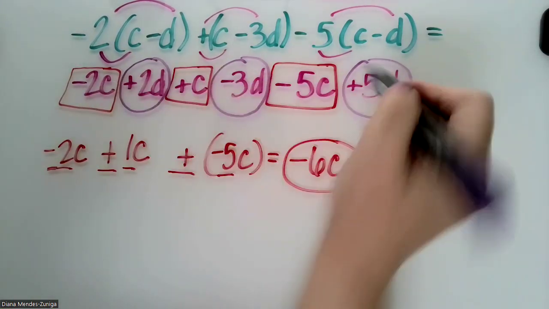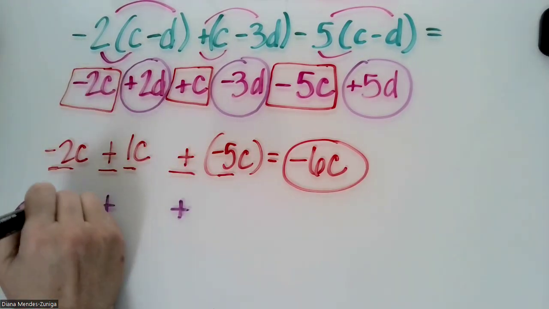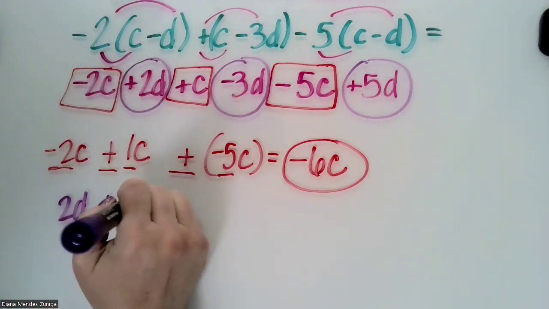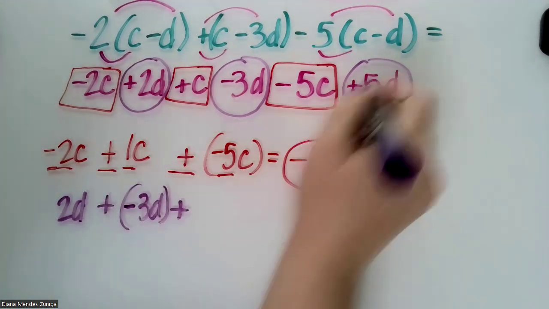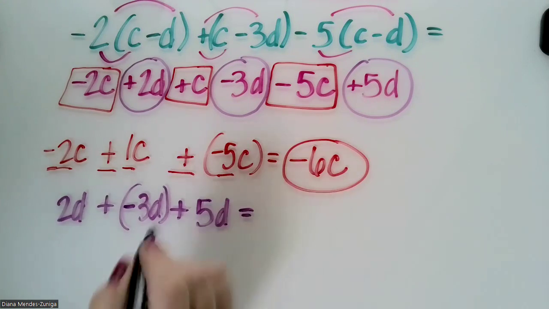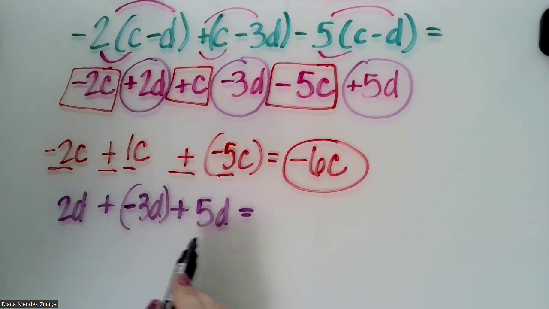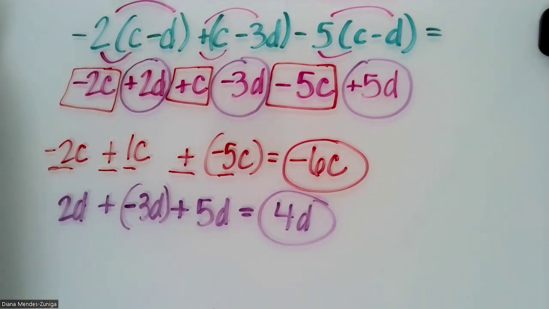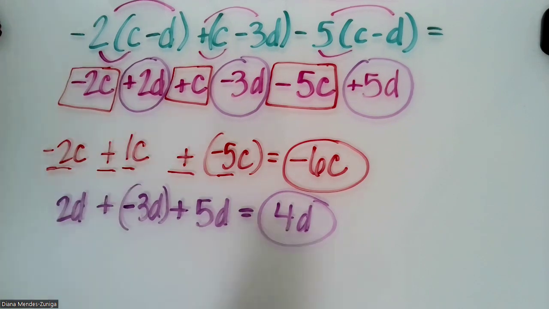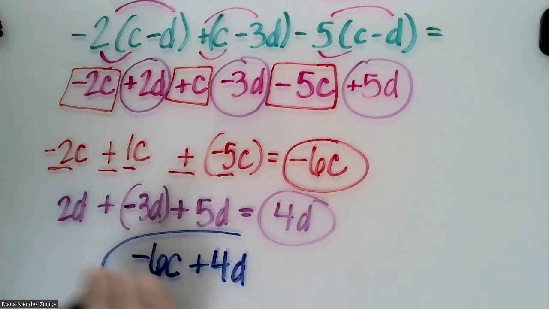Let's work on our D's here, and we're going to bring these down exactly like we did before. We have 2D, and I'll make sure that that's not a positive like I did before. This is a -3D, and then we have a +5D. Now, when we add all of these together, we would do 2 plus -3 plus 5, and that should give us a 4D. So now when we translate this problem out to its most simplified form, it's going to be a -6C plus 4D.